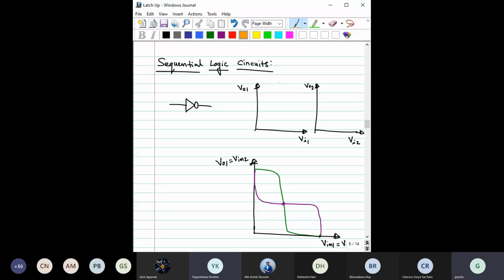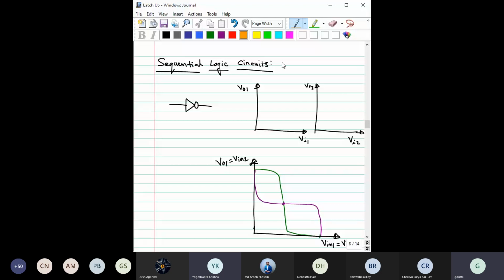Right. So, I am still recording it, right? This is still recorded, no? Record. Okay. Then let us start quickly this sequential logic circuit.